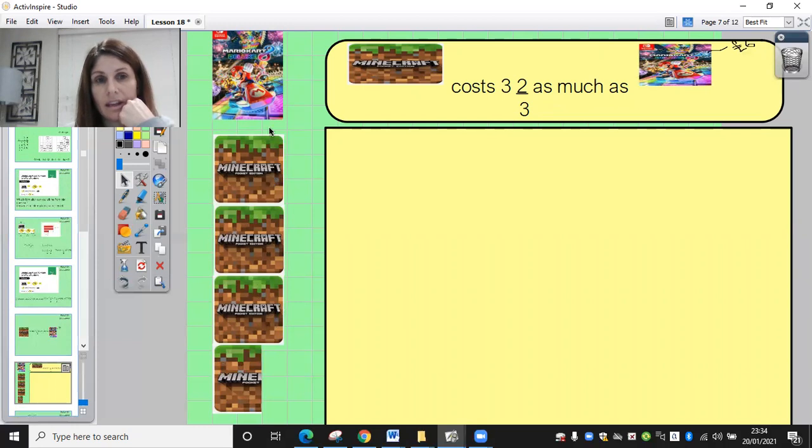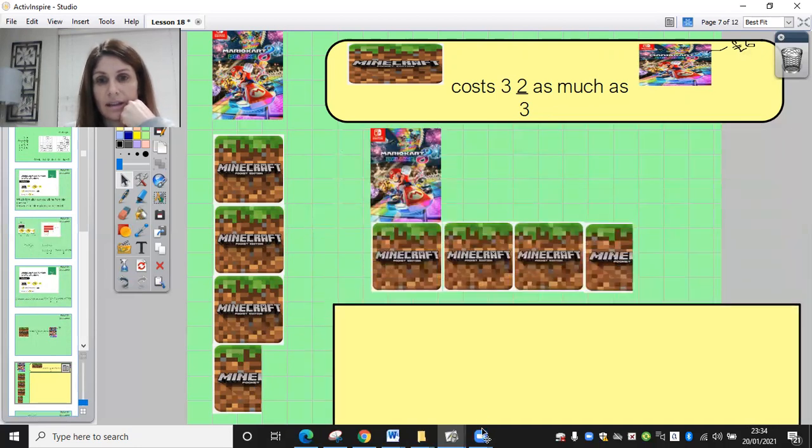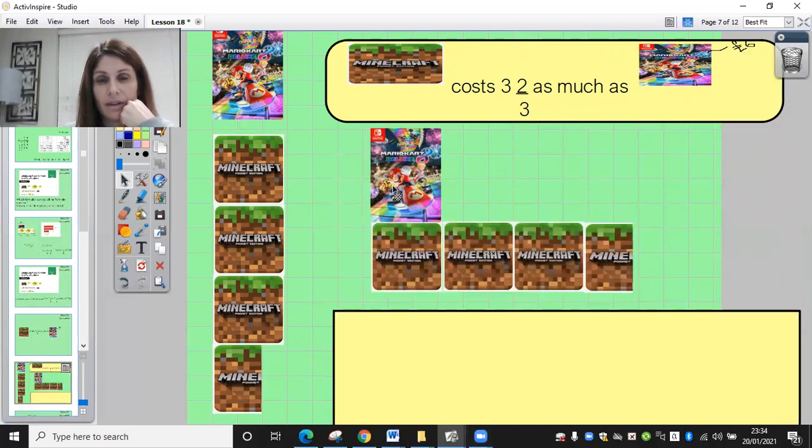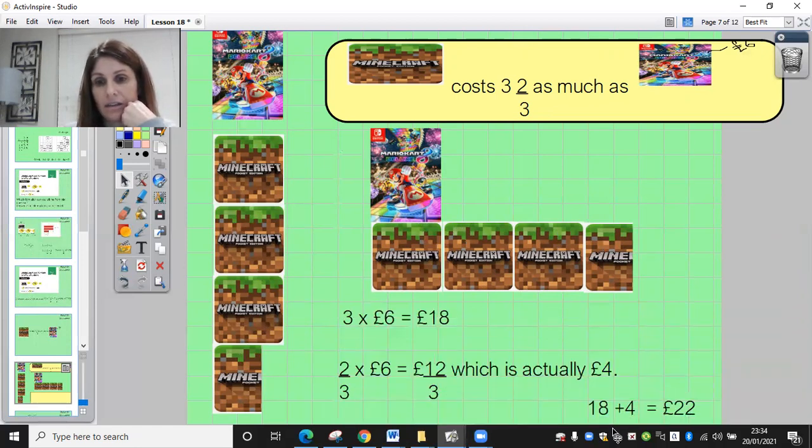Okay, so if we're thinking about, we know that's £6, this part of it is worth £6. So it's 6, 12, 18, and then we've got another 2/3 that we've got to think about. So let's have a little look at that then. I've shown you another way of doing it here. If this one was £6, then we've got £6 here, £6 here, £6 here, and then another 2/3. So let's look at it as that calculation.